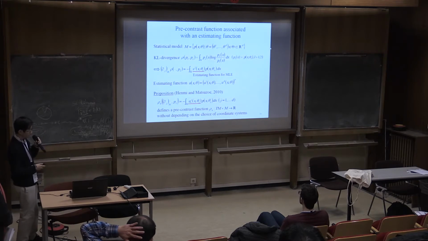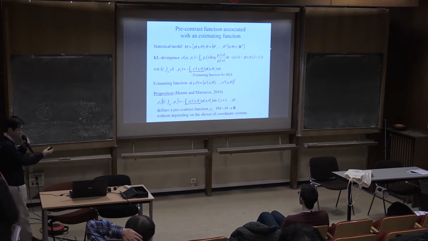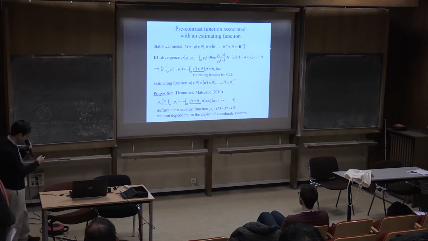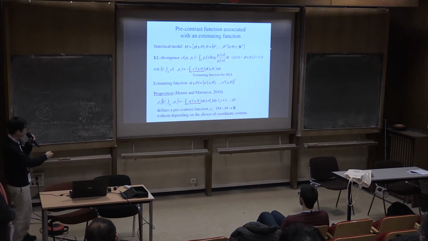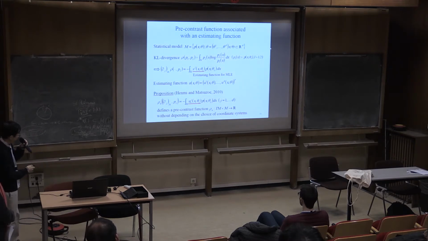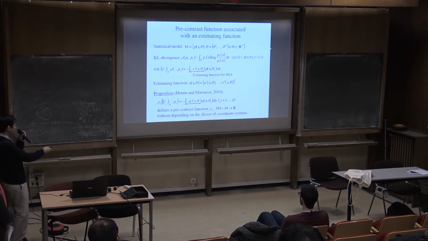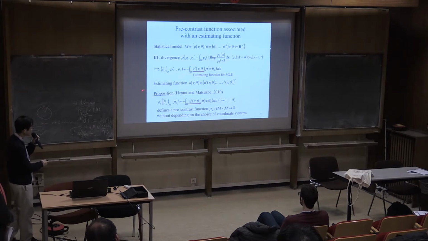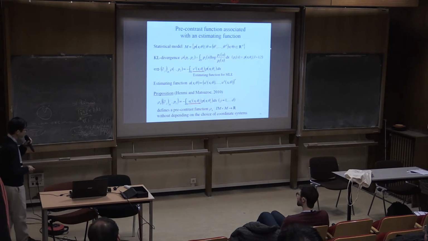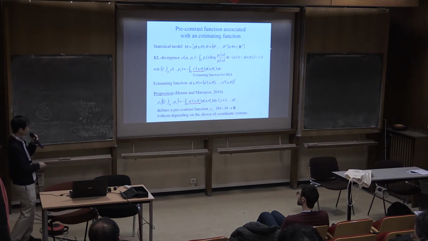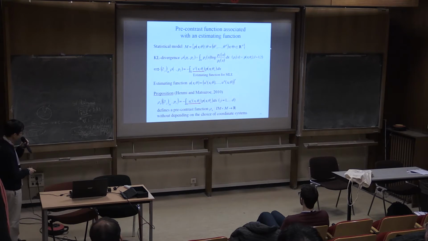Now I'll explain how the estimating function induces the statistical manifold admitting torsion. In order to do that, we go back to the Kullback-Leibler divergence. The Kullback-Leibler divergence is a contrast function. By taking the first derivative of the Kullback-Leibler divergence, we obtain the pre-contrast function. Here s is the score function. If we are given an estimating function u and replace the score function with it, we expect that we can obtain the pre-contrast function, but it's not necessarily true.